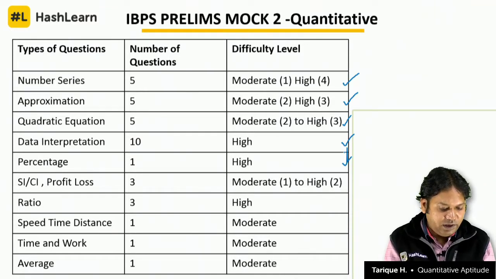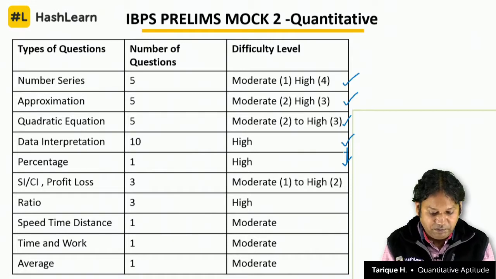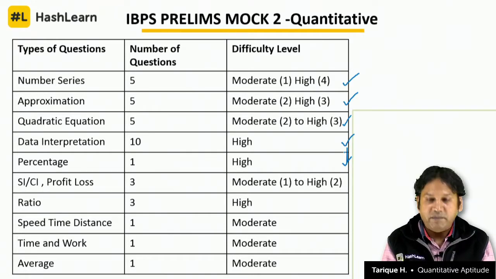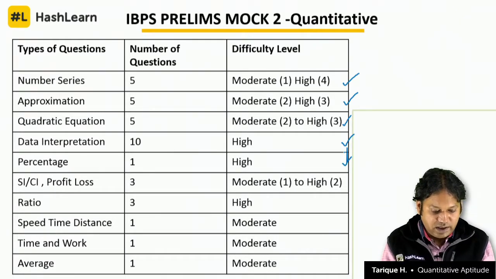Next we have again 3 questions. 1 from profit and loss and 2 from simple and compound interest, 1 question from moderate difficulty level and 2 questions on high difficulty level. So a total of 3 questions again from here.